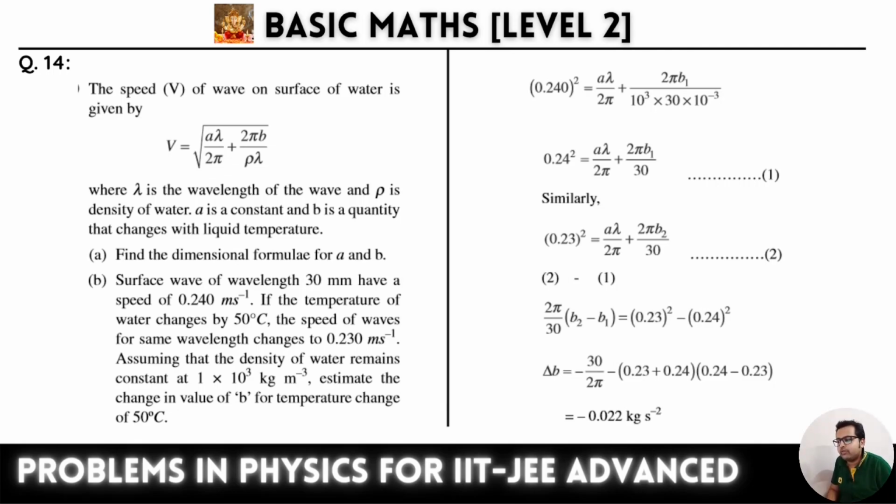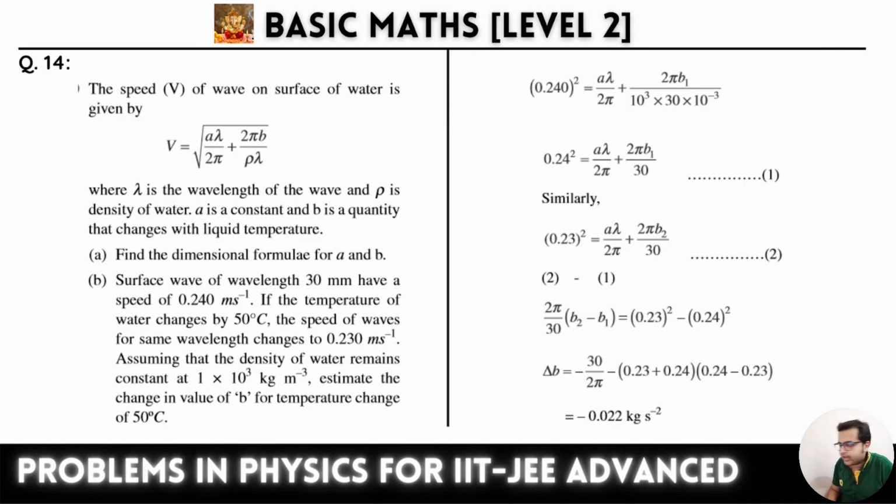So the initial velocity we know is 0.24. So 0.24 to the power of 2 is equal to Aλ/(2π) plus 2π b1 upon, let us suppose at that temperature the quantity is b1, upon the density of water, which is given as 10 to the power of 3, and the wavelength is given. So the wavelength is 30 millimeter, sorry, so 30 into 10 to the power of minus 3. If you do some basic simplification, you get the first equation.